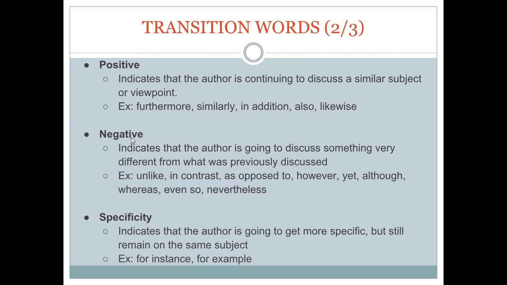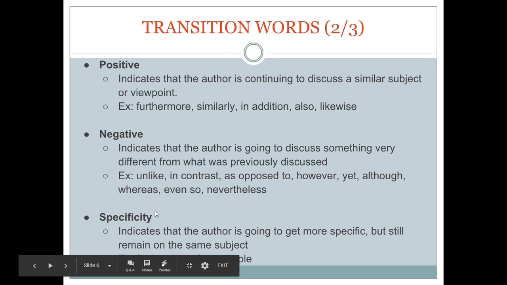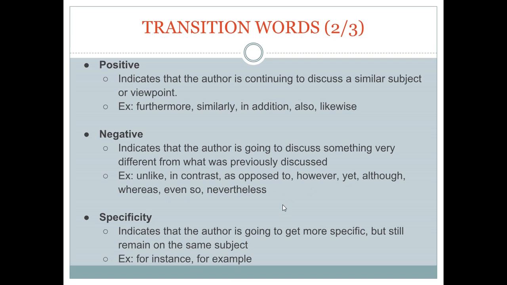Negative, the next category. These type of words indicate that the author is going to discuss something different from what was previously discussed. It's the direct opposite of positive. Positive, you're continuing on the line of thought. Negative, we're switching to an opposite one. So these are words we see a lot in writing: unlike, in contrast, as opposed to, however, yet, although, whereas, even so, nevertheless. They're all negative.